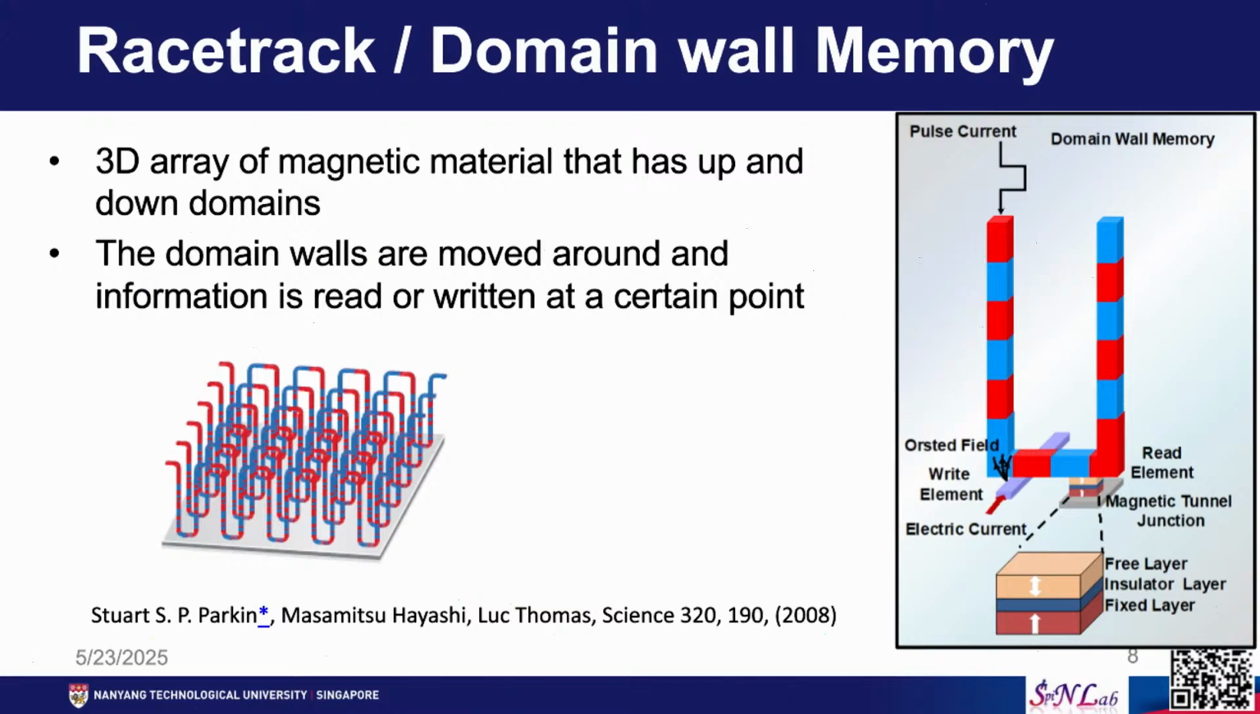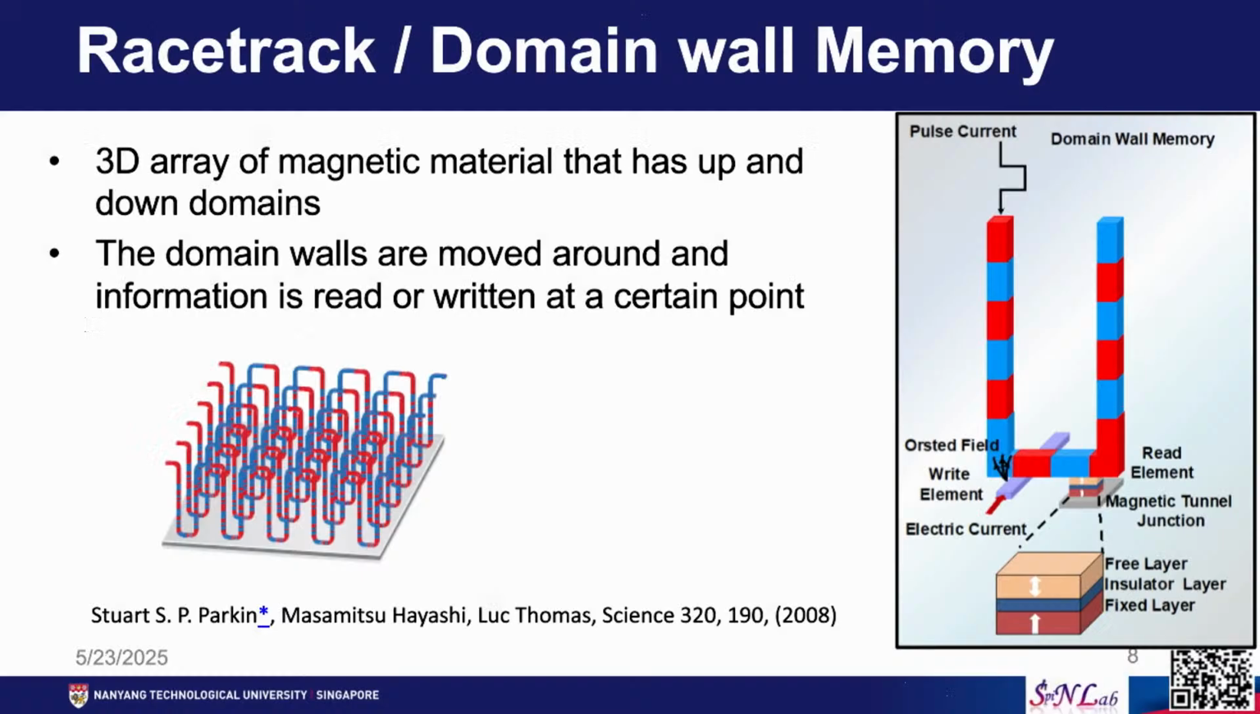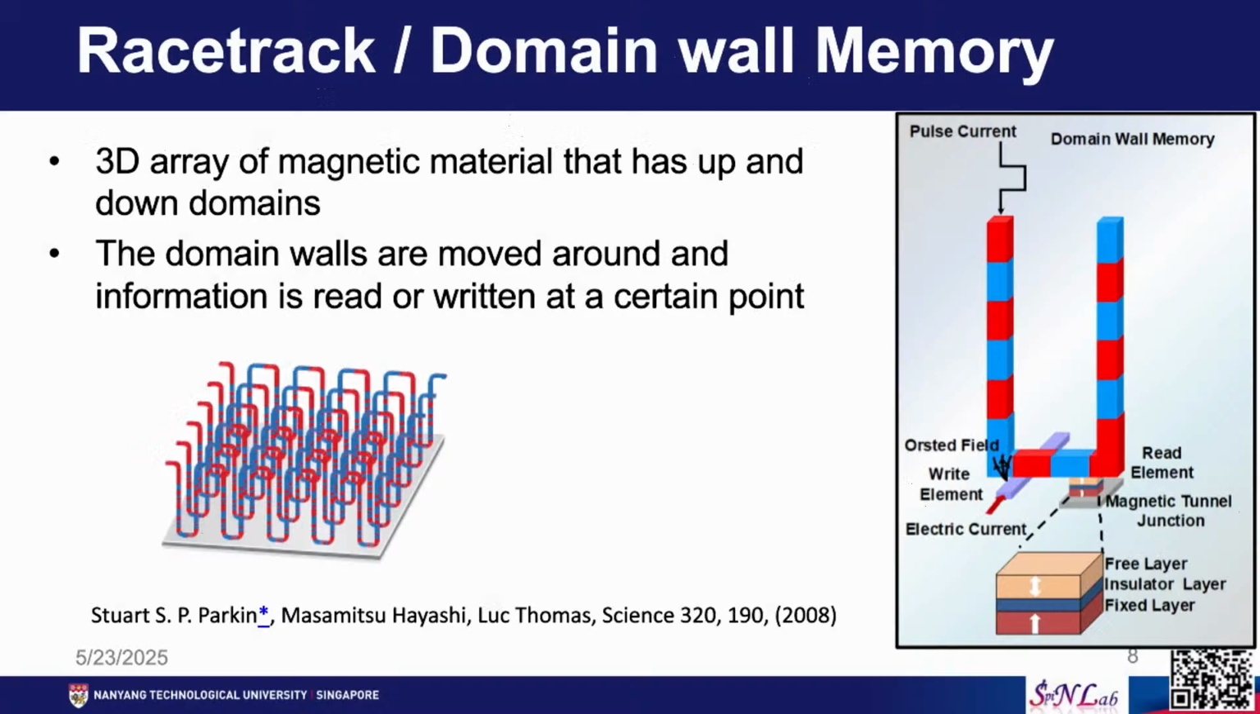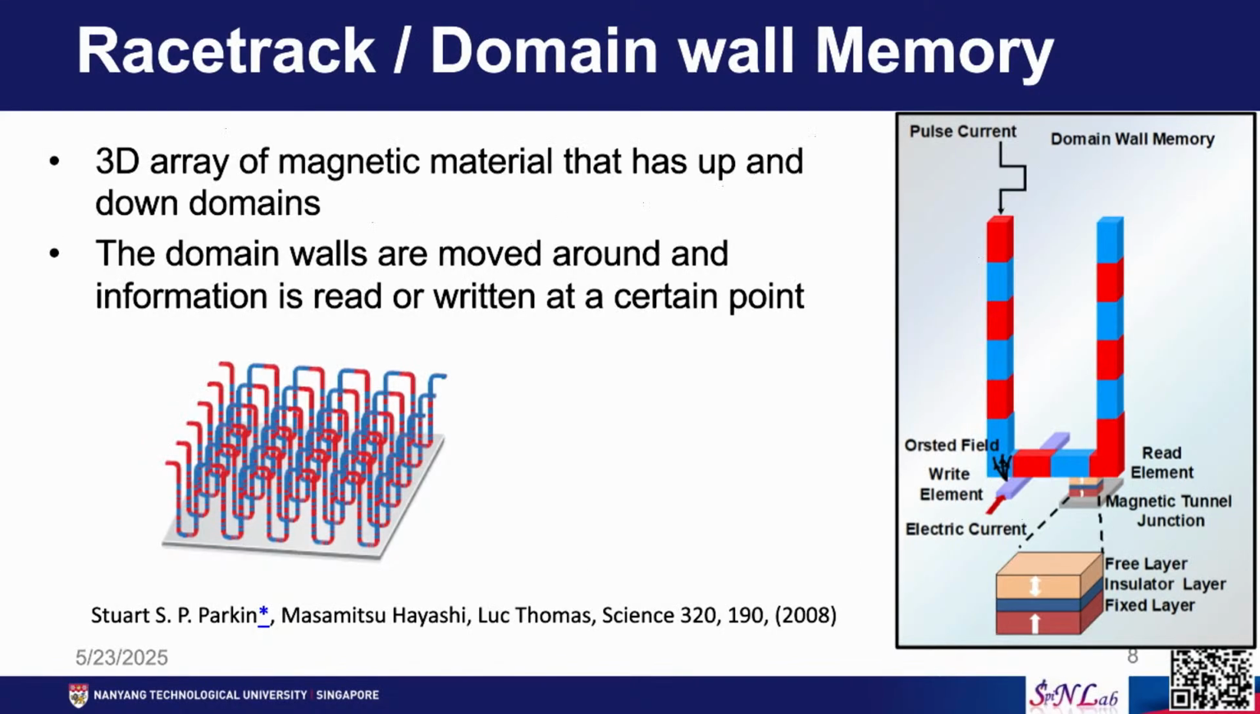In this racetrack memory you have a racetrack in 3 dimensions. So, you are not only storing information in the lateral dimension, but you are also storing it in the 3rd dimension. As a result, you can have very high capacity. The racetrack memory, or domain wall memory, was proposed as a high capacity memory to store large amounts of information.